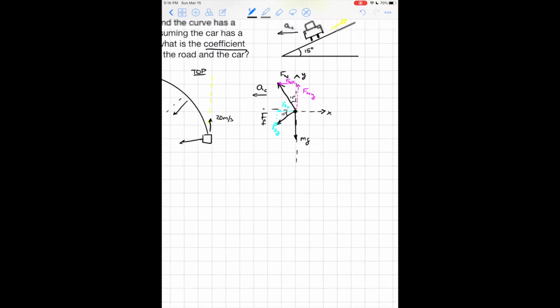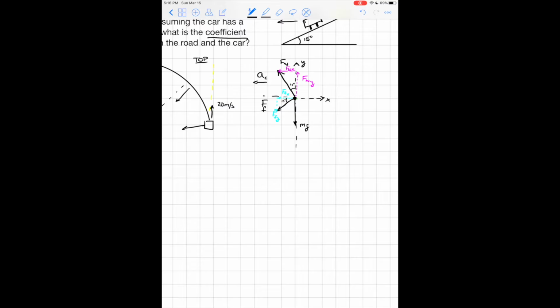Okay. Cool. Let's start summing up our forces, right? Let's do y first. We know that we're not going to actually accelerate up or down. We're actually just accelerating in the x direction. So the sum of the forces in the y direction has to be 0. We can kind of say that right off the bat.